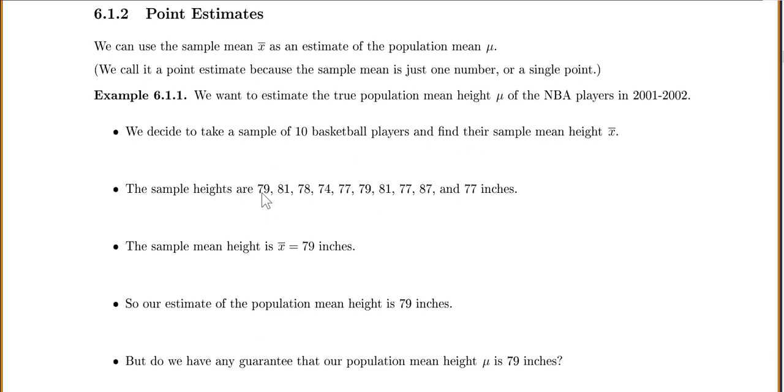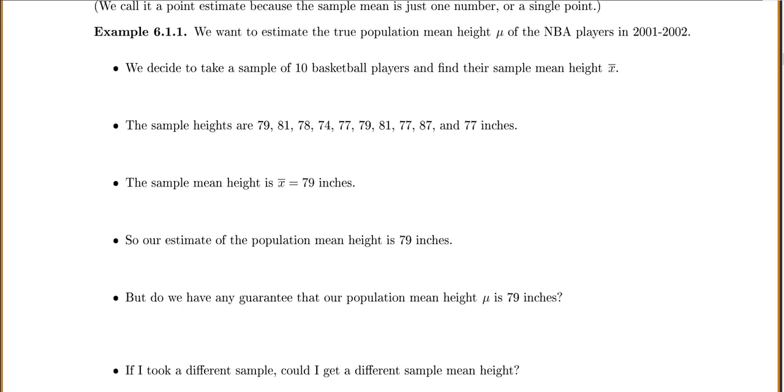The sample heights I get are 79, 81, etc. up to 77 inches. The sample mean height is x bar equals 79 inches. So our estimate of the population mean height is 79 inches. So again, our sample mean height of 79 inches is our best estimate of our population mean height. So we think the population mean is probably 79 inches. But do we have any guarantee that our population mean height really is 79 inches? Well, it turns out, no, we don't.